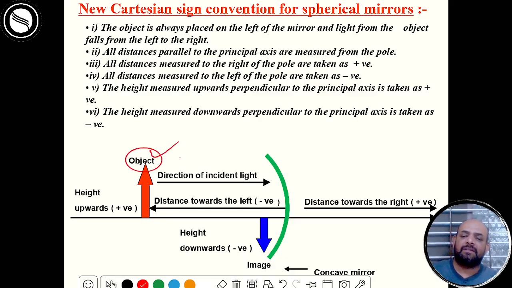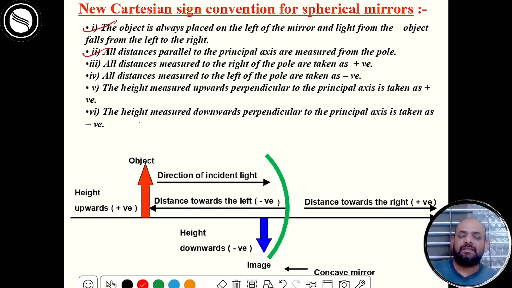We have to place the object always left hand side to the mirror. It means the orientation of the mirror will be like this. The reflecting surface will be this side. So this is your reflecting surface. So the first rule is that we have to place the object always left hand side to the mirror.